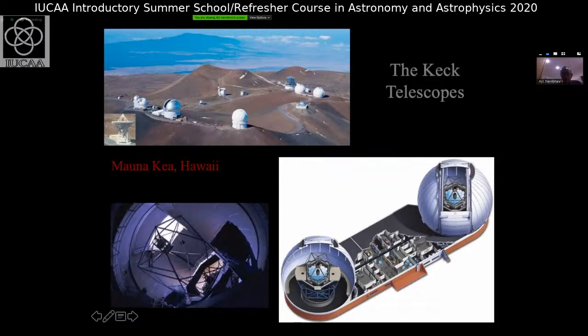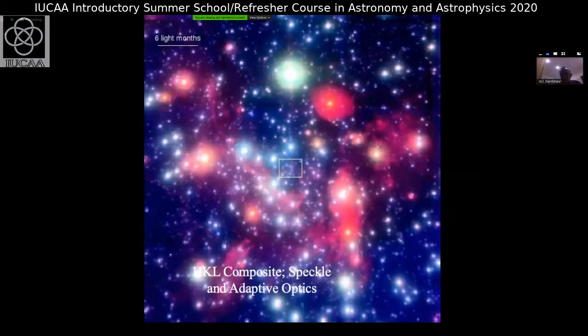So here is actually a picture of the center of the galaxy. It's an HKL composite, meaning a composite of 3 near infrared wavelengths, and something called speckle interferometry and adaptive optics have been used to resolve the images here. And you see that this rectangle here is the center of the galaxy.